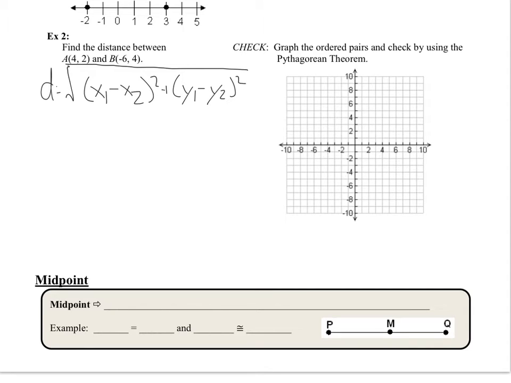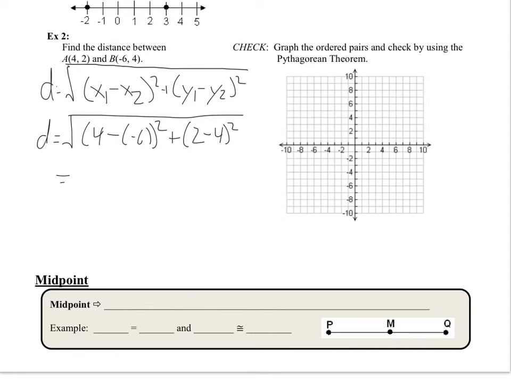x1 in this case is going to be 4 from A, so that's the first x we have. So distance is equal to the square root of 4 minus the x value in B, which is negative 6, and then we square all of that, plus y1 minus y2. The y value in the first point is 2 minus the y value in the second point, which is 4, and we square all of that. Now, 4 minus negative 6 is 10.